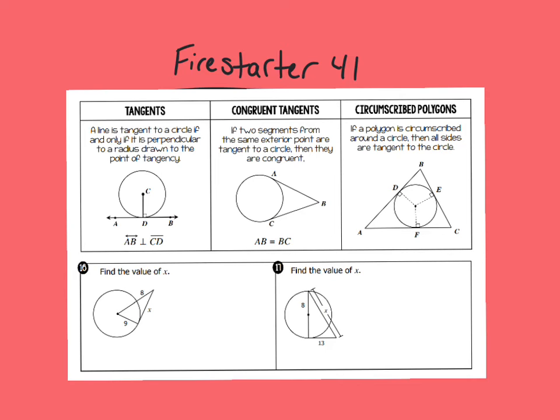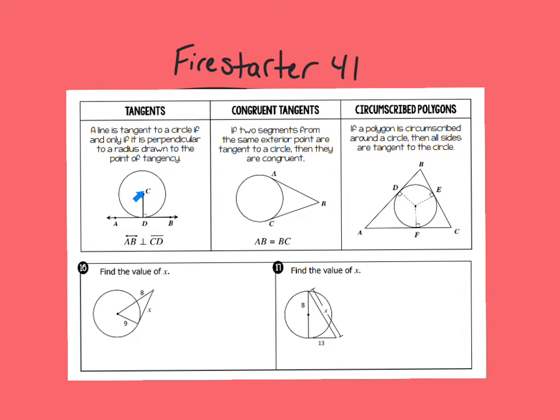Alright guys, I'm going to go over Firestarter 41. This is going to use this idea of a tangent. Remember, a line is a tangent to a circle if and only if it is perpendicular to a radius drawn to the point of tangency. Basically what that means is, it barely touches the circle, alright?